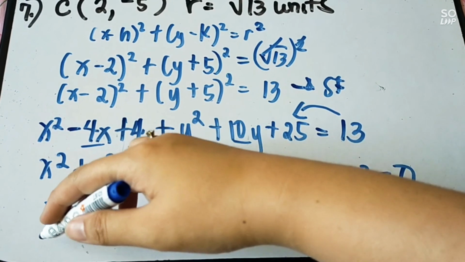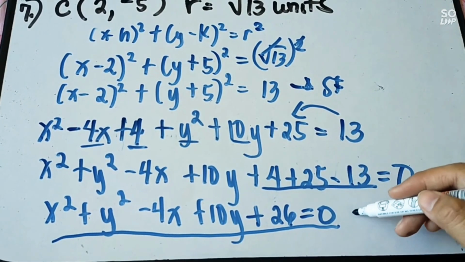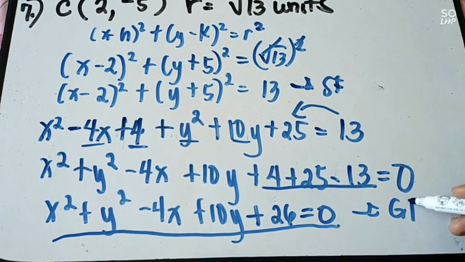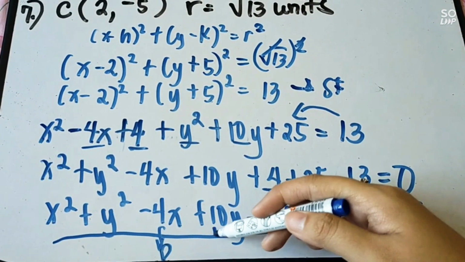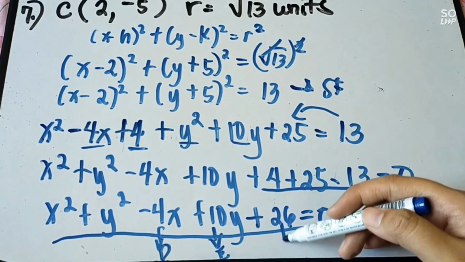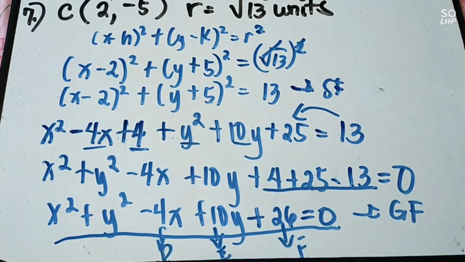So, this is now your general form. That is now your answer. Ito ang iyong D, ito ang iyong E, and this one is your F.